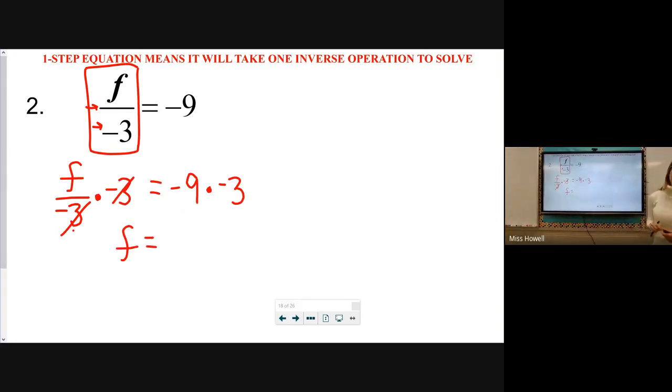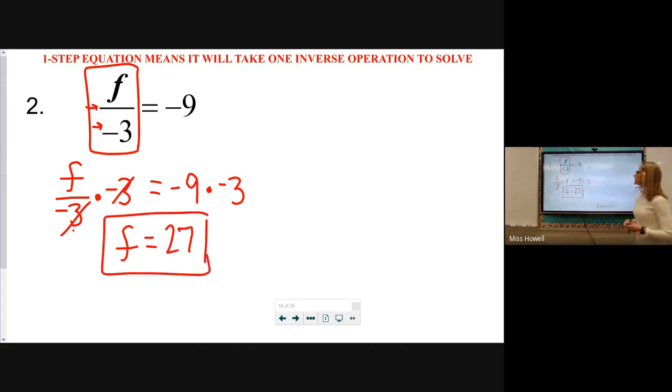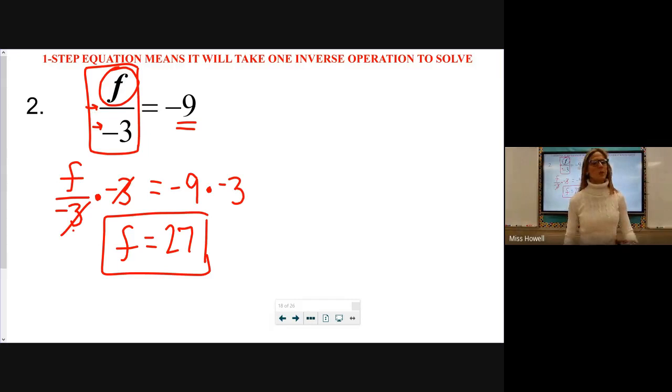Over here, a negative times a negative will give us a positive, in this case, a positive 27. So our variable f, in this case, would be the value 27. I can check it. Put 27 in here. We said that this f now is 27. 27 divided by -3, enter. Does it actually give us this -9? If it doesn't, we know we messed up. We should go back and rethink our inverse operation step.